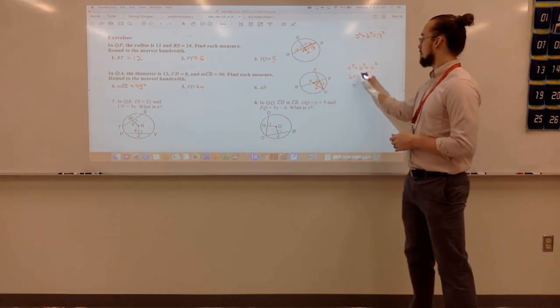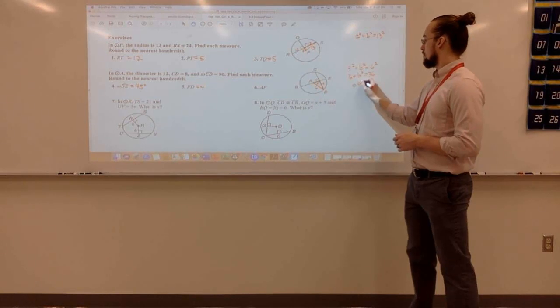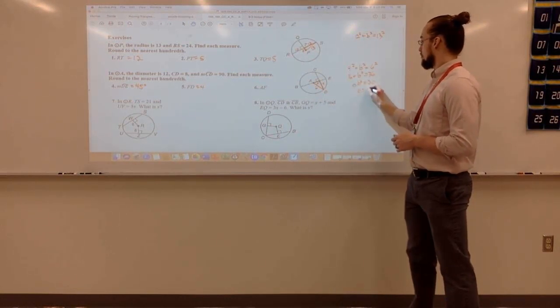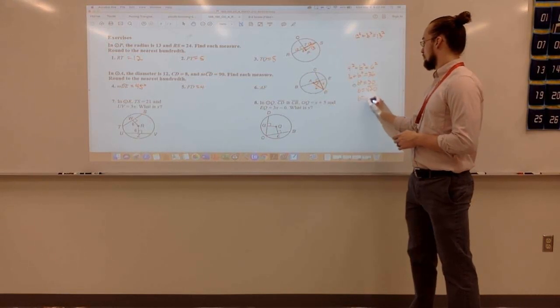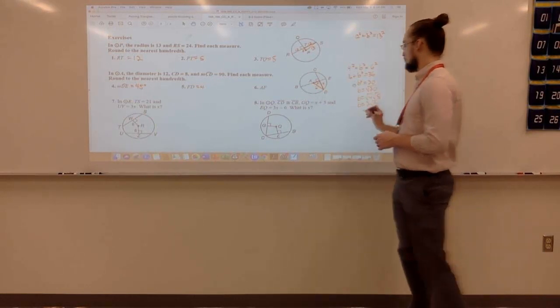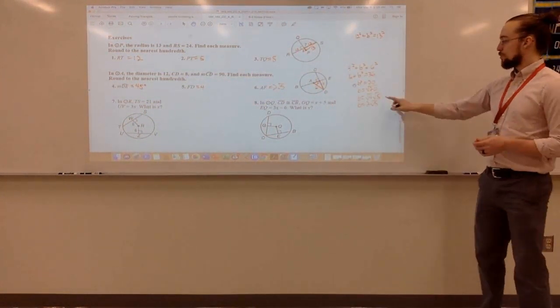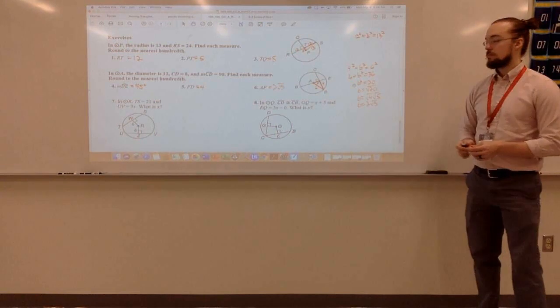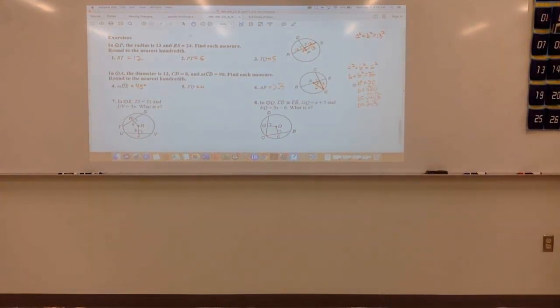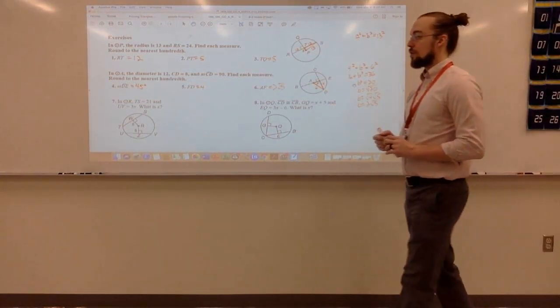CD is CD. It's a Pythagorean triple. It's not. Yes, it is. Alright, did we get 45 degrees, 4, and 2 times the square root of 5? Questions on those?